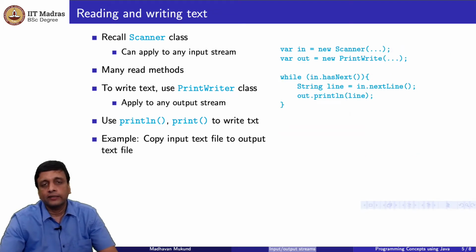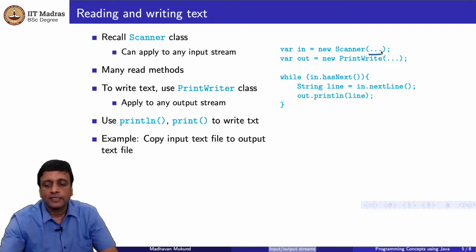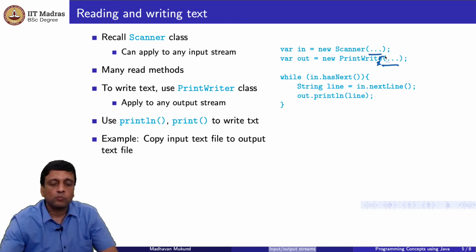So let's put that together. Supposing I want to take a text file and make a copy of it. Say I have some input.txt and I want to make an output.txt. Then from the previous discussion, you will first create a scanner object out of the file input stream connected to the input file. Then you will create a print writer object out of the output stream connected to the output file, outfile.txt or whatever.